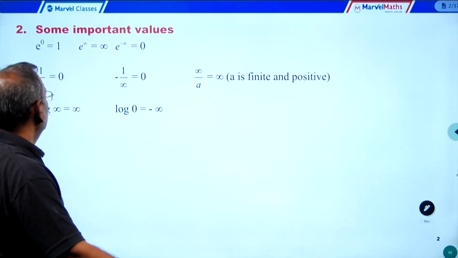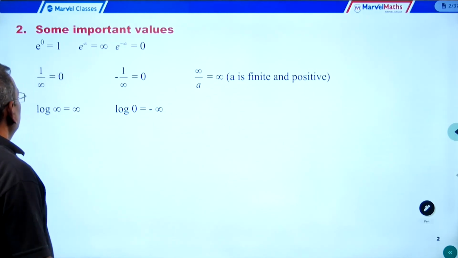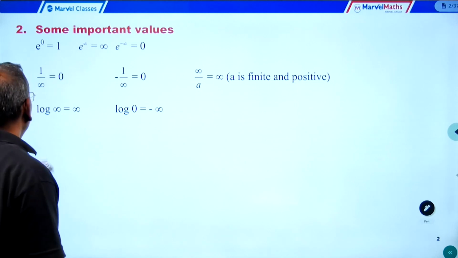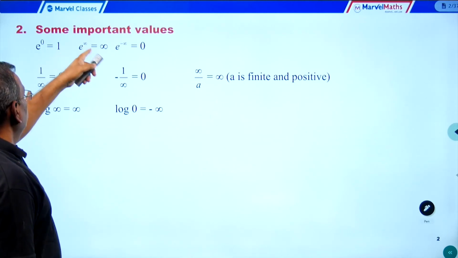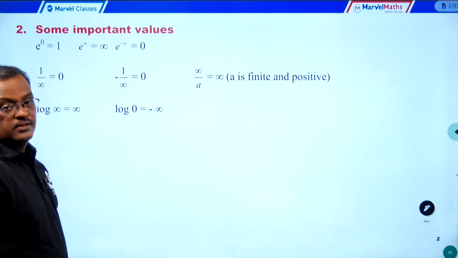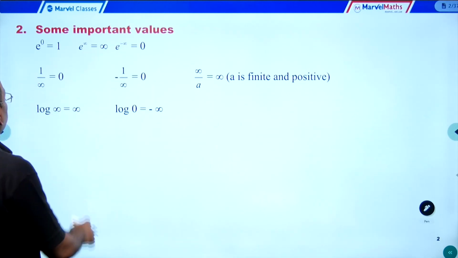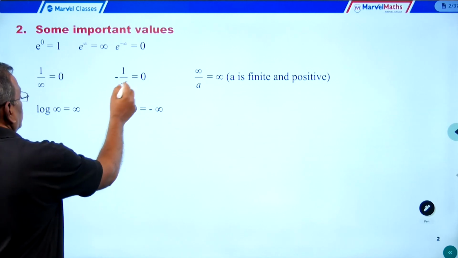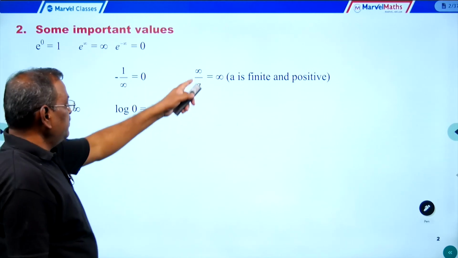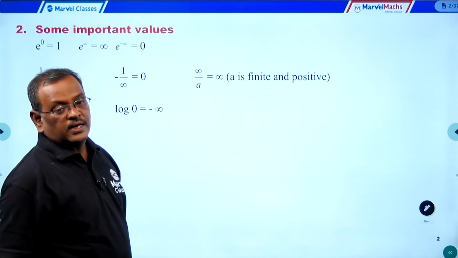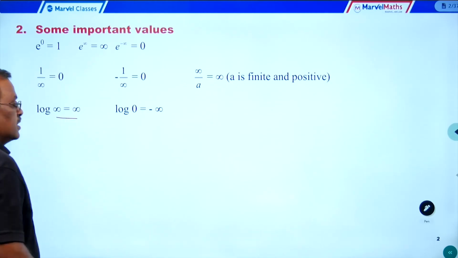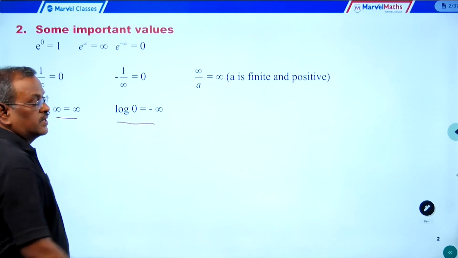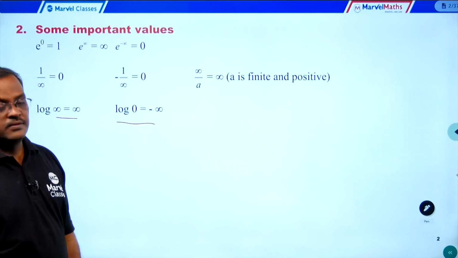Now other important values: e power 0, e is 2.71. So e power 0 is 1, e power infinity is infinity, e power minus infinity is 0, and 1 by infinity is 0, minus 1 by infinity is 0, but infinity by a equals infinity, where a is a finite and positive number. Log infinity, log of a larger number is larger, and log of 0 is minus infinity.